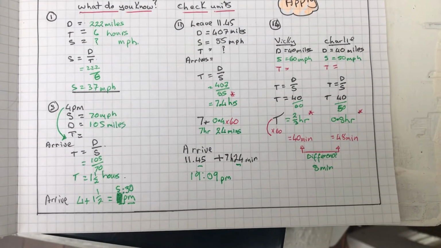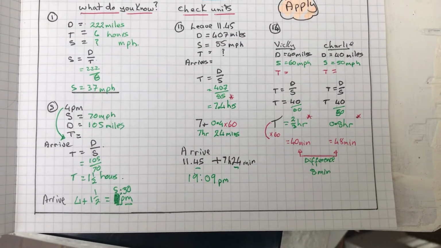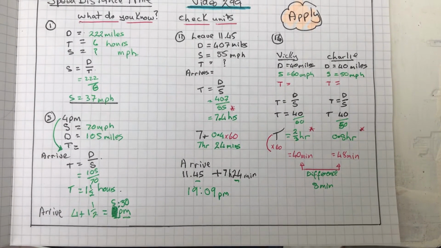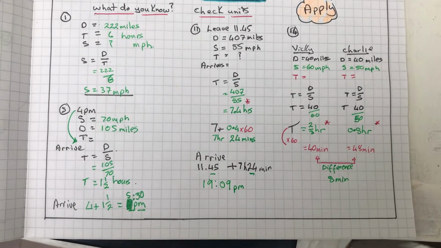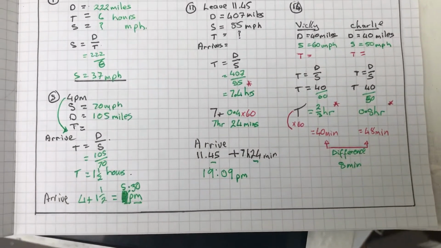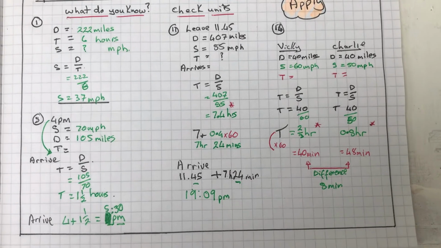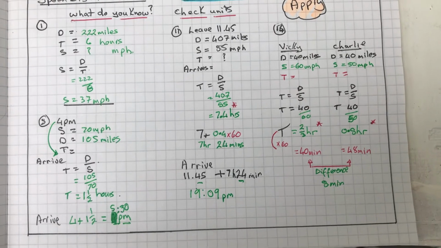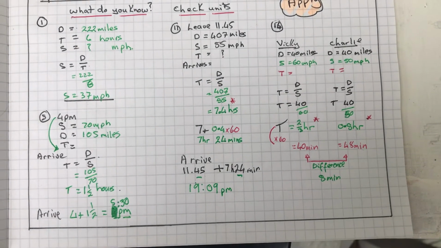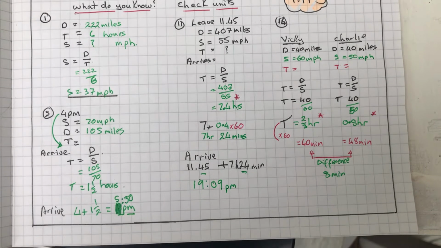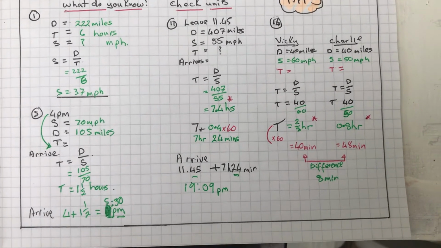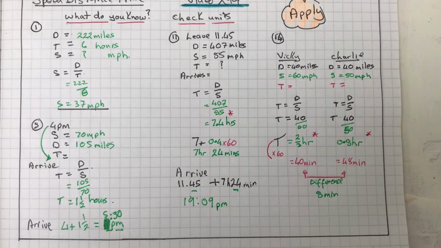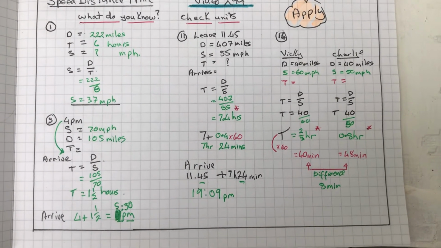Question 5, two-part question. If I leave at 4, travel at 70 miles an hour for a distance of 105 miles, what time will I arrive? Well, first I've got to calculate out how long the journey is, and my time is distance divided by speed, so that's 105 miles divided by 70 miles per hour, which gives me 1.5 hours. So I'll get a mark for that first part, but if I travel from 4 o'clock in the afternoon for 1.5 hours, I arrive at 5:30 p.m. We'll get you a second mark.